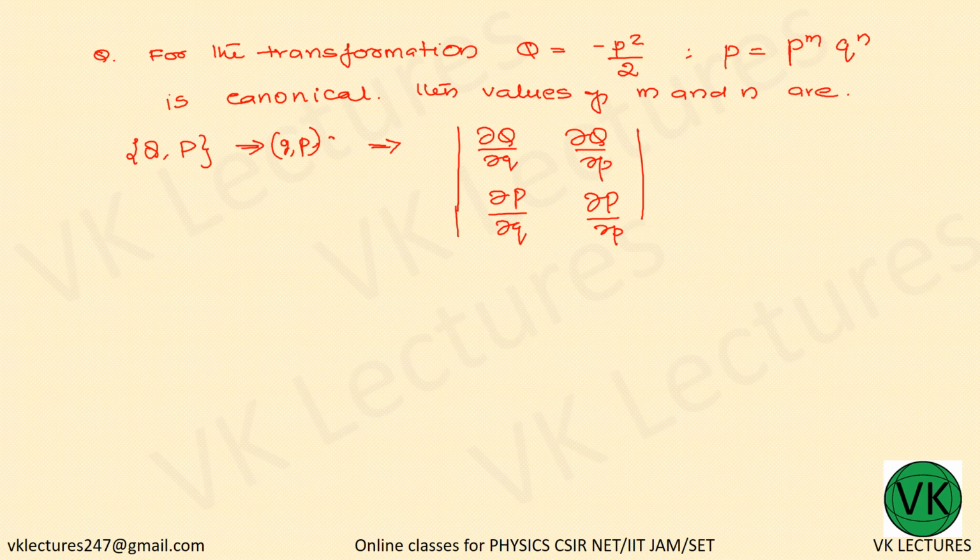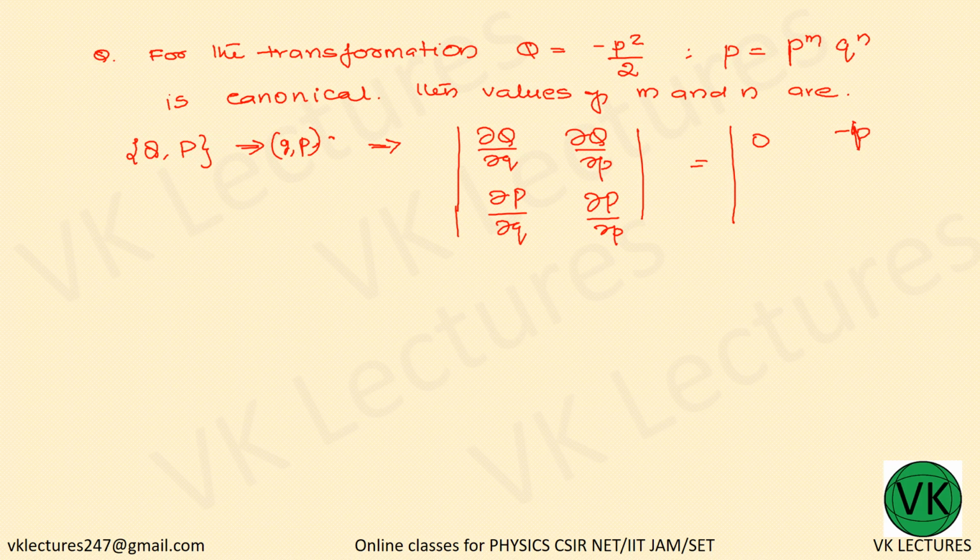Now, so that's equal to ∂Q/∂Q. With respect to Q, differentiate this, so that's 0, and with respect to P you have to differentiate Q, so minus P, so it's minus P here.